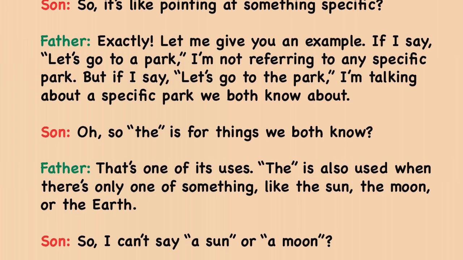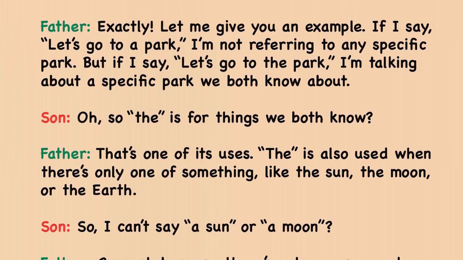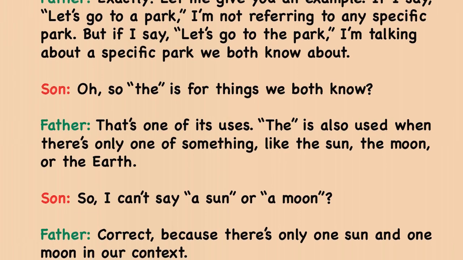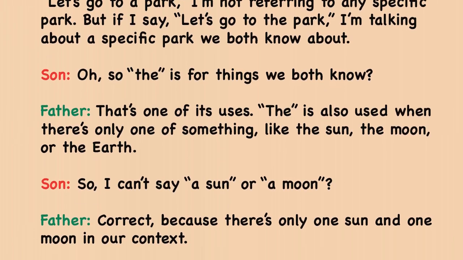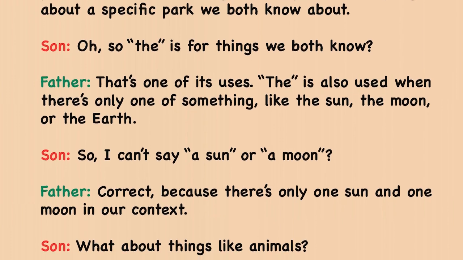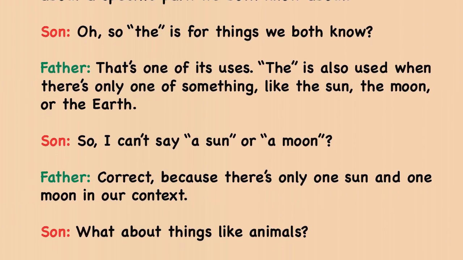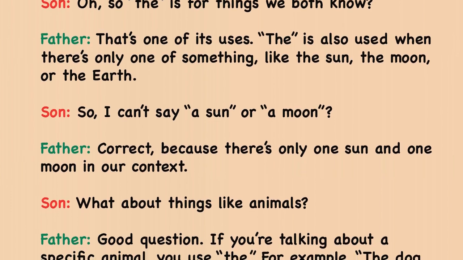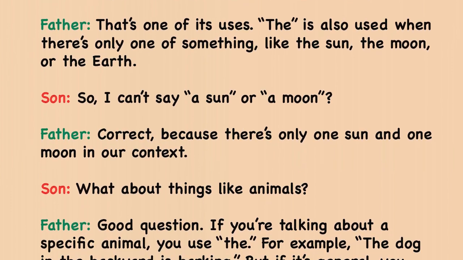But if I say, let's go to the park, I'm talking about a specific park we both know about. Oh, so "the" is for things we both know? That's one of its uses. "The" is also used when there's only one of something, like the sun, the moon, or the earth. So I can't say a sun or a moon? Correct, because there's only one sun and one moon in our context.